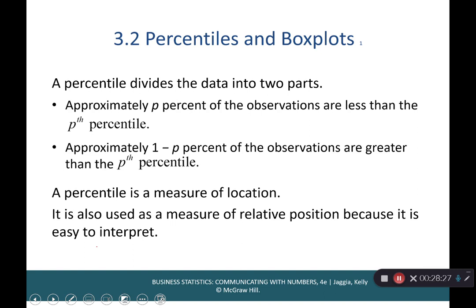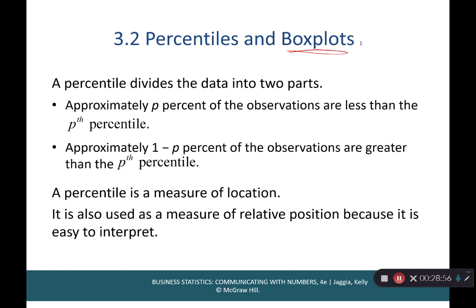A percentile, I'm sure you've heard of percentiles before. If you've ever taken a standardized test and you get your results back and it says you're in the 96th percentile for this topic, that just means that basically you scored as good as 96% of your peers, only 4% scored higher than what you scored. So percentiles are what we use when we need to create a box plot.